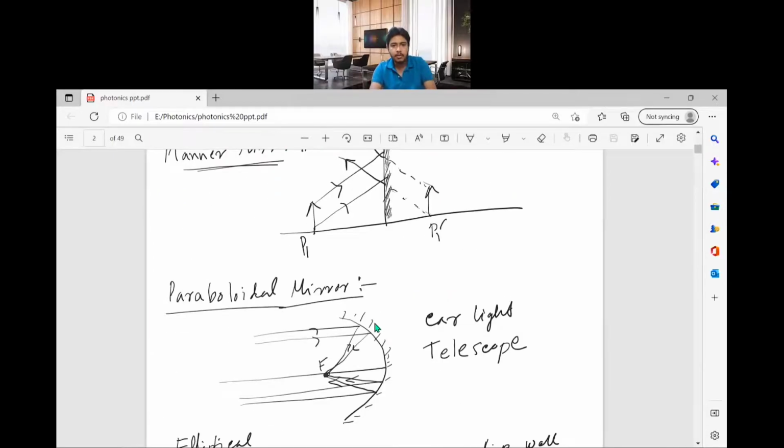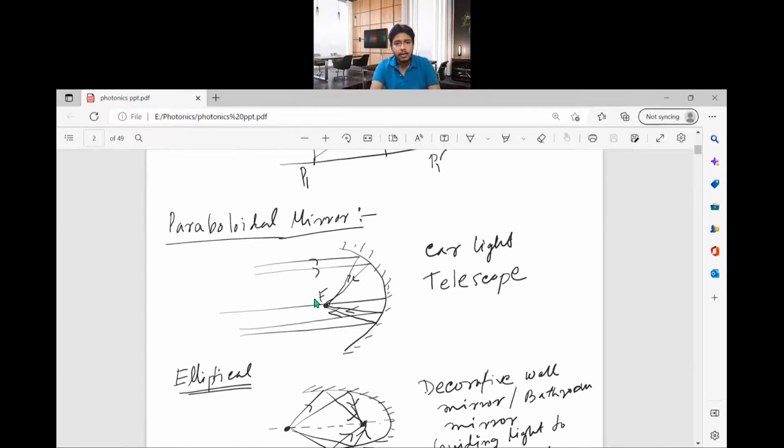So this is the planar mirror characteristics, and the parabolic mirror has the focusing property. If parallel light is incident on this parabolic mirror, it will be reflected back and focused to this point. So this is the focus point.